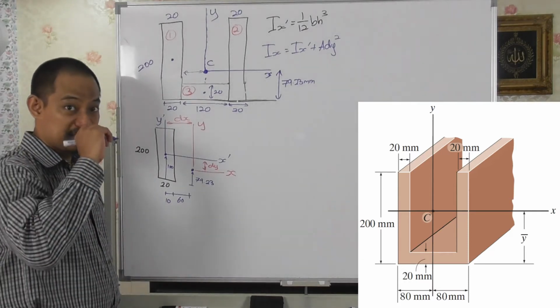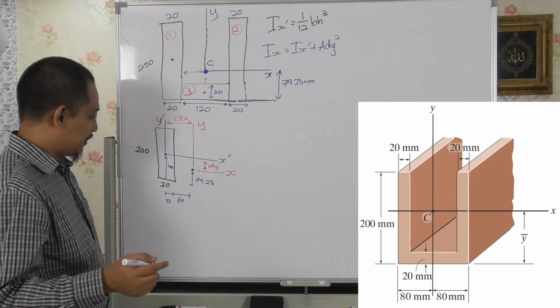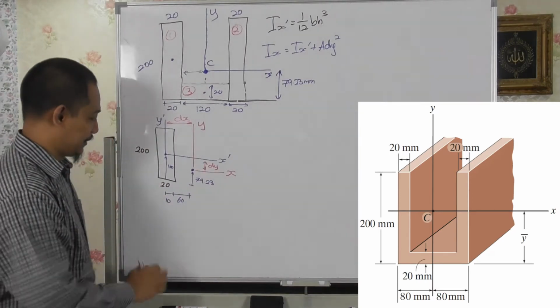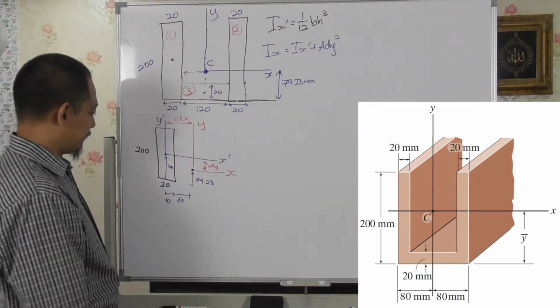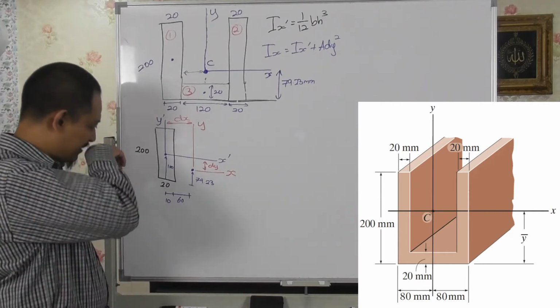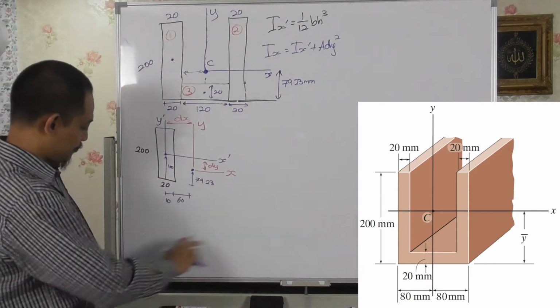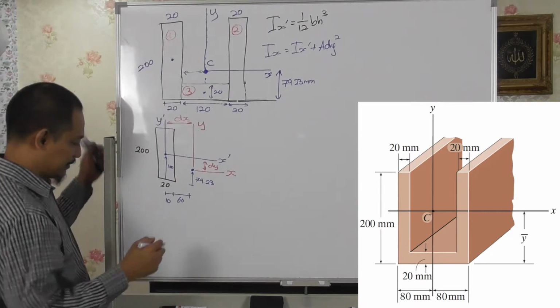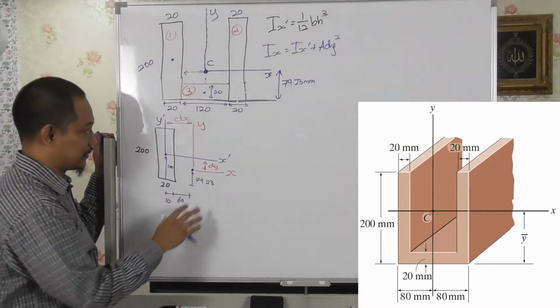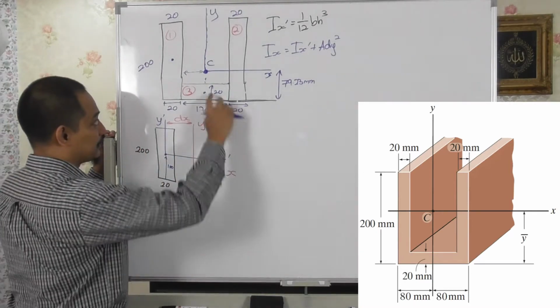If we go straightforward to the calculation, should I do that, or should I draw everything? Do I have enough space? Okay, let's try this so that we know the continuation. This is not yet over because we have two other shapes, right?